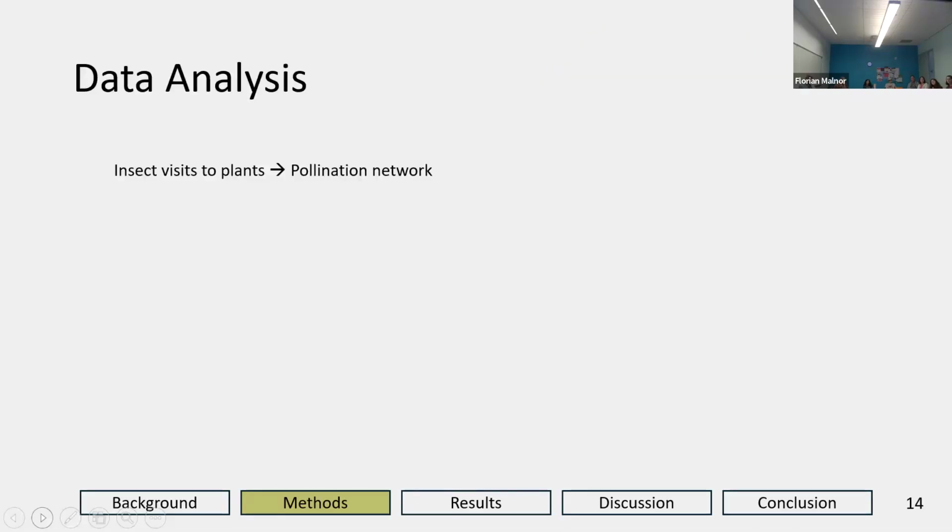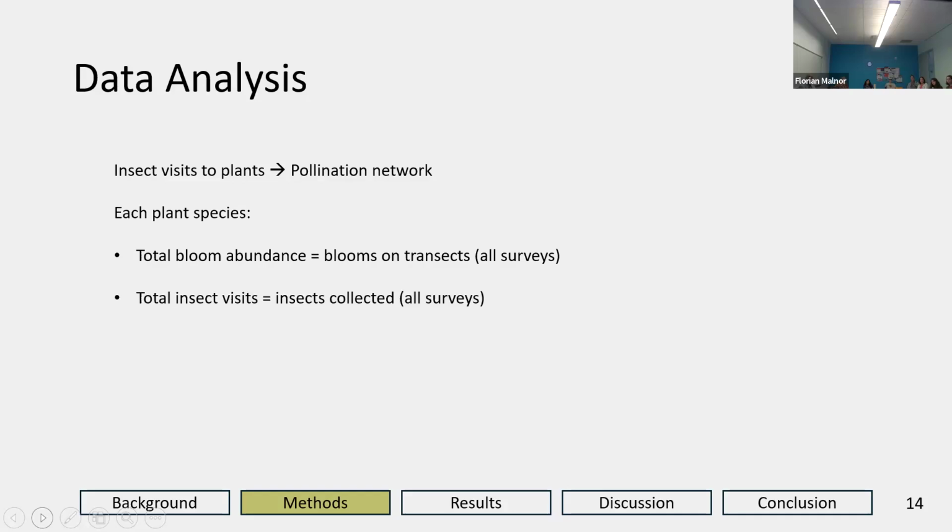So for my data analysis, first I used the data that I had about insects and what plants they visited to create a pollination network, which I will show you later. Then I calculated the total number of blooms that I collected of each flowering plant species. So that was just how many flowers were in bloom over the entire time at all the sites.